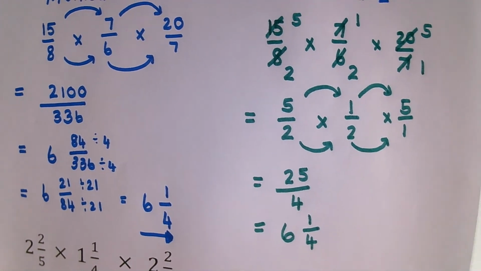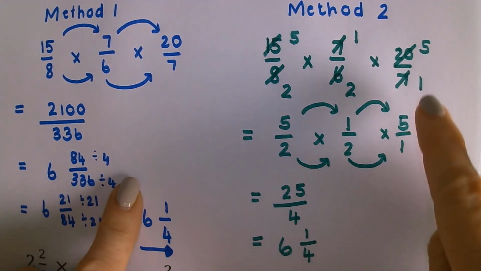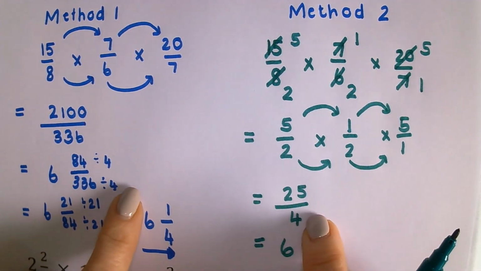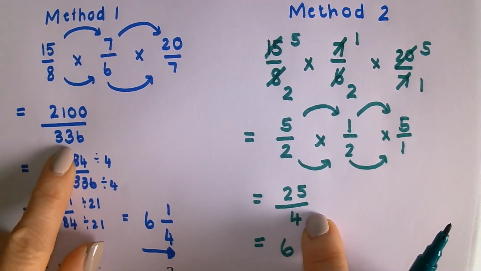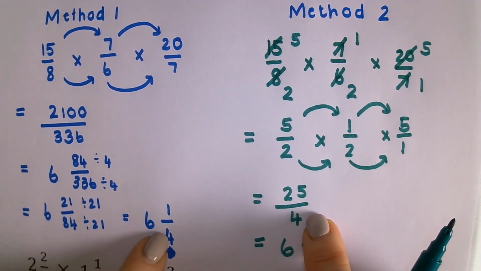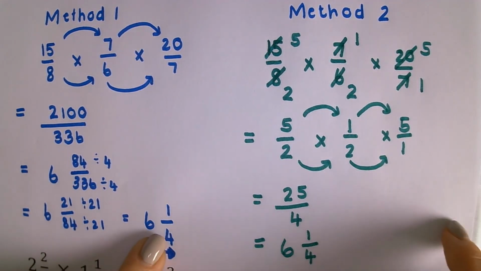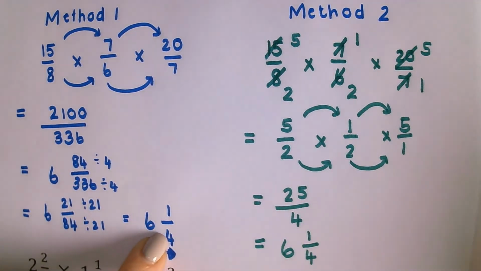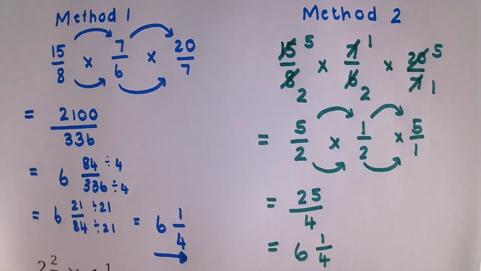Now I want you to compare the difference between this one and this one. Just because we simplified in the beginning, it made our numbers easier to work with, and we landed up with 25 over 4 instead of getting this massive number of 2,100 over 336. And then we still had to try and simplify it and get to the end there. You'll notice with this one, we didn't have to do any division or anything else like that. Yes, we had to see how many times 4 goes into 25, but we didn't have this long division calculation to still do. Okay, so that's method 1 and 2 for this one.